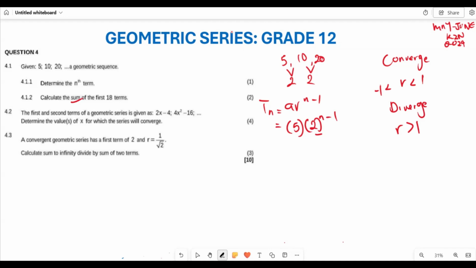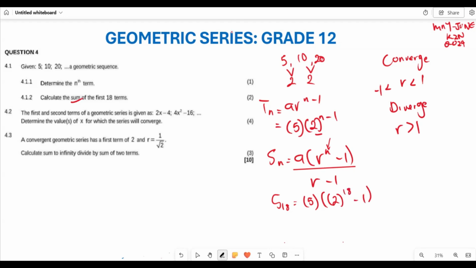And the divergent formula is given by Sn is equals to A into R to the power of n subtract 1, and then this is divided by R subtract 1. So basically that's the formula for divergent. Now they are saying for the 18th term, which means this is same as the sum of the first 18 terms. A represents your 5, which is your first term. R is the ratio, which is the 2. Then the n represents the number of terms, which is 18 subtract 1. Close bracket. This is divided by the ratio, which is 2 subtract 1, right?